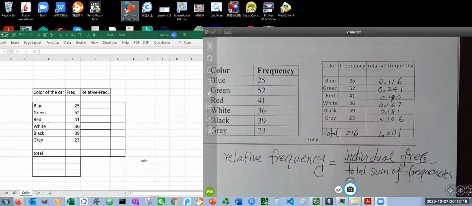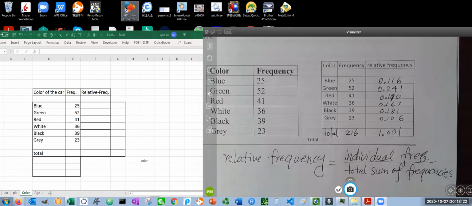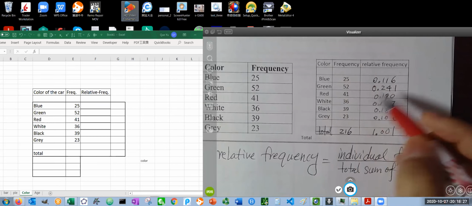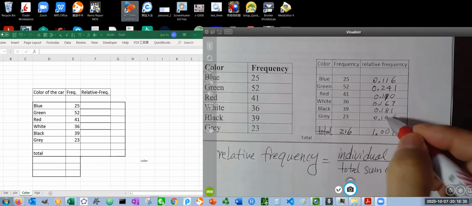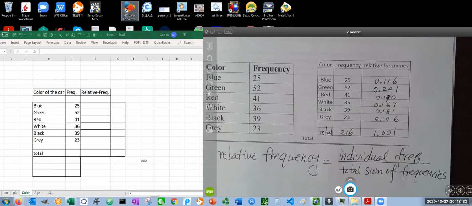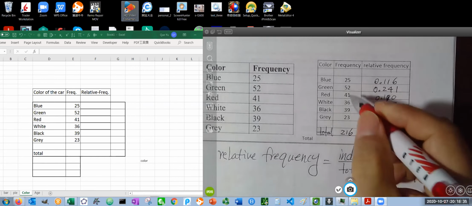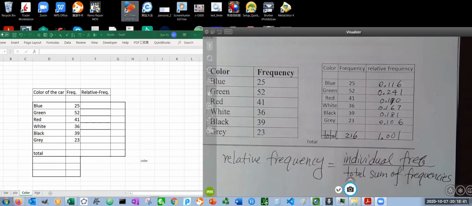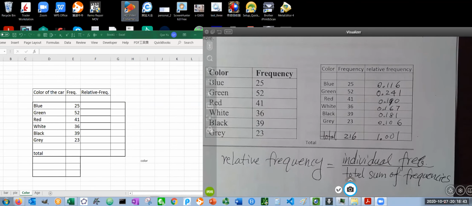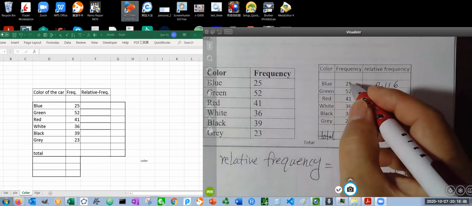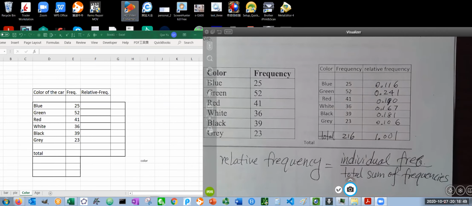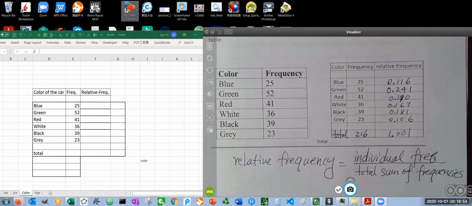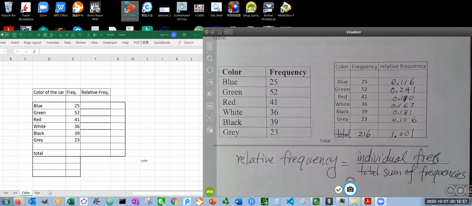And something else I'd like to mention after you understand this basic procedure. Imagine if we only have 6 numbers to divide to get six relative frequencies. How about if you have 60 of these? You have to repeat this division one by one, 60 times. How about 600 numbers, 6,000 numbers? Do you want to do 6,000 divisions by hand, or even with a calculator? You don't want to do that. It's just too tedious. So now I'm going to show you how to do this using Excel.